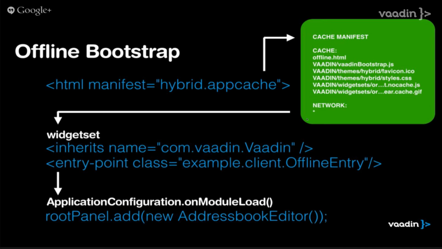And the third thing when this boots up is, if we are in offline mode, it loads the application configuration, and on the module load we just add our address book editor widget, the client-side widget, on the web page. So the root panel is just one div on our static web page, and we add the widget over there.